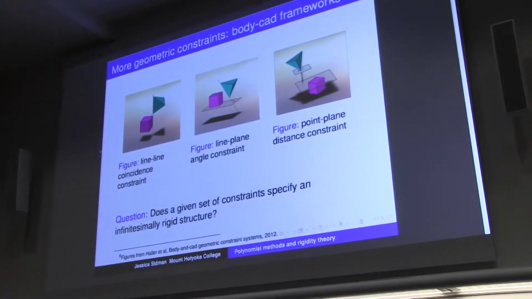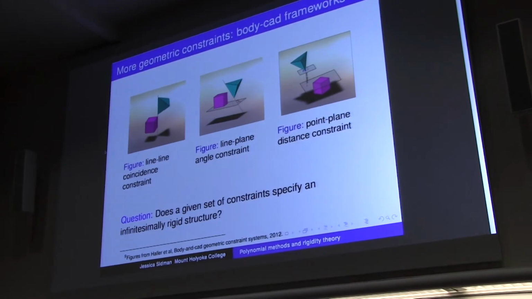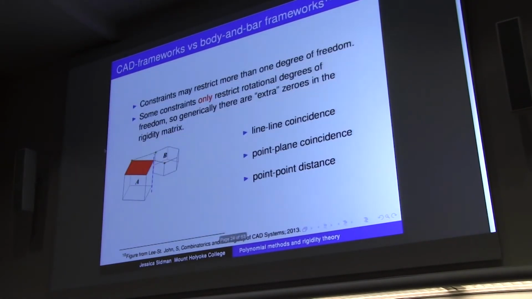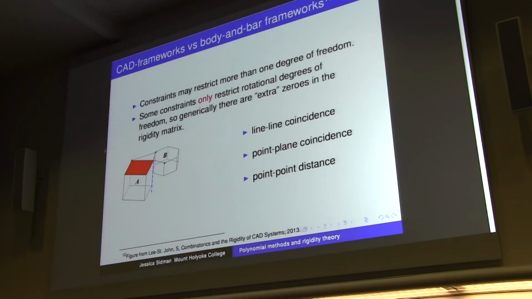And so we're asking the question: does a given set of constraints specify an infinitesimally rigid structure? So what's different here? The constraints, as we saw, may restrict more than one degree of freedom. And some constraints are only going to restrict rotational degrees of freedom. It turns out that I can't eliminate all the internal degrees of freedom of a framework like this just by specifying angle constraints. So those have to be treated in a special way in the matrix.